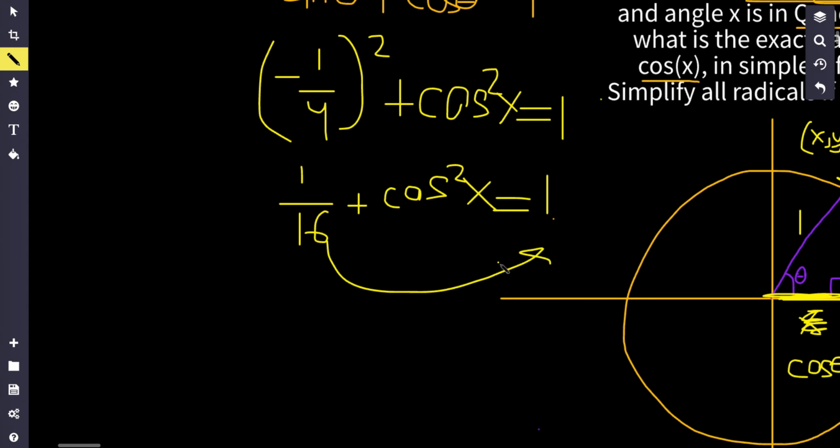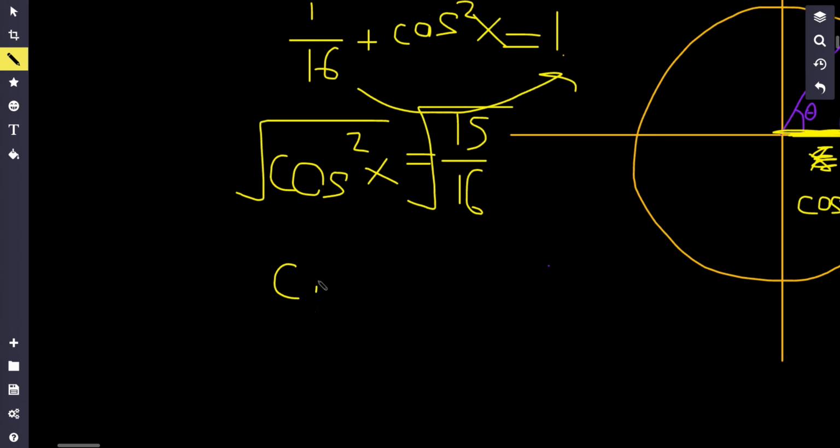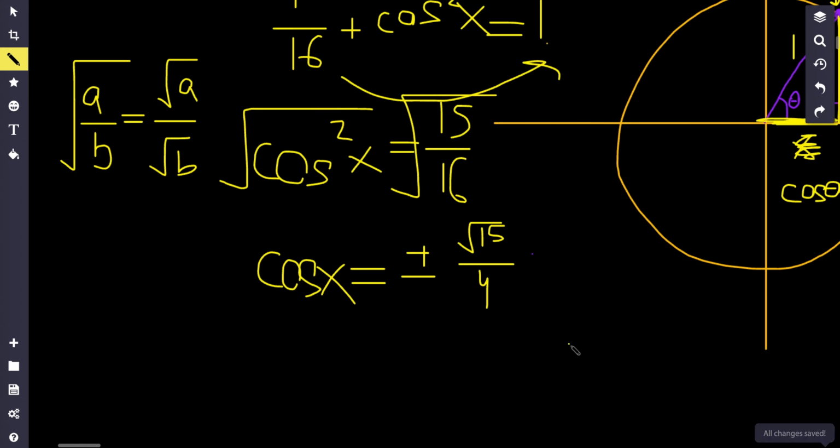I subtract 1/16, so I'm going to get cosine squared of x is equal to 15/16. If I take the square root of both sides, I'm going to get cosine of x is equal to plus or minus the square root of 15/16. Well, the square root of 15/16, you can rewrite this as the square root of 15 over 4. Whenever you have a radical like this, let's say a divided by b, this is going to be equal to the square root of a over the square root of b. So if I have radical 15/16, I can rewrite this as the square root of 15 over the square root of 16, but we know the square root of 16 is equal to 4, so I just wrote that.